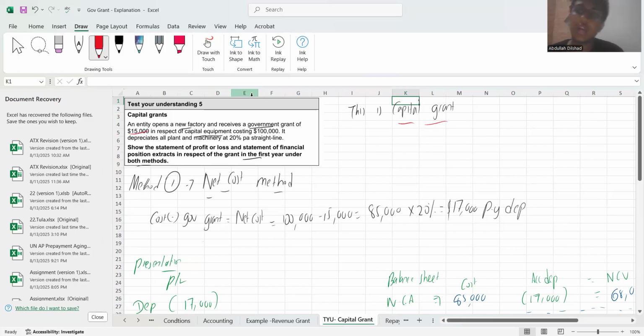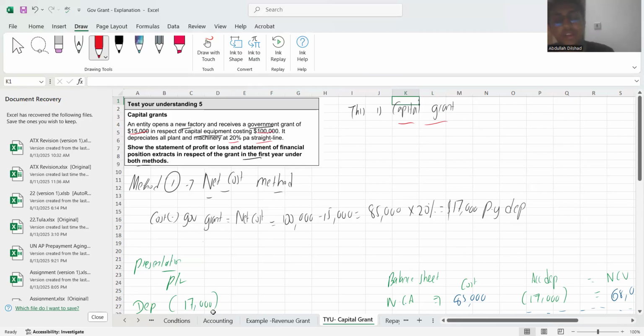So first step is you all need to identify whether this is a capital grant or a revenue grant, right? So it depends on question to question. When we practice it further, we'll be able to understand, right? How much did you receive? You receive 15,000 in respect of capital equipment costing 100,000. So the cost was 100,000 and you'll depreciate it at 20% per annum on a straight line basis. The question they're asking is, how do you present this capital grant in two different methods?